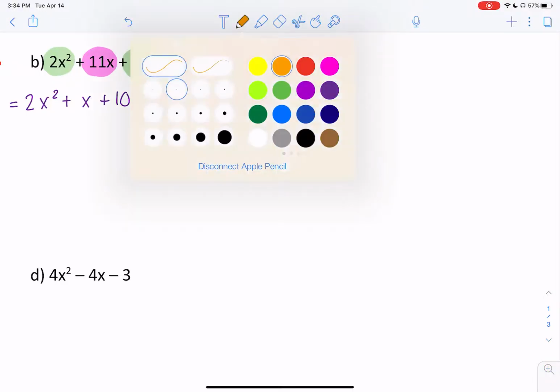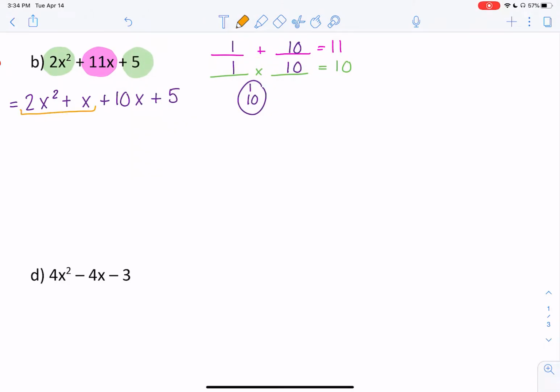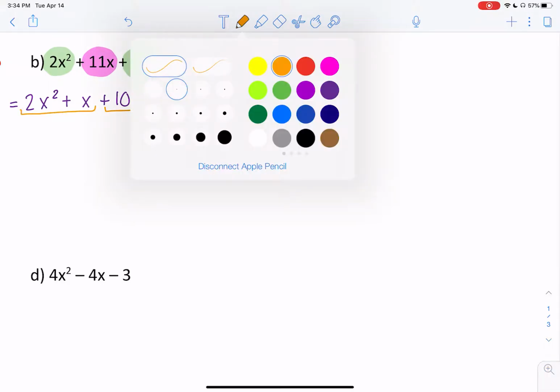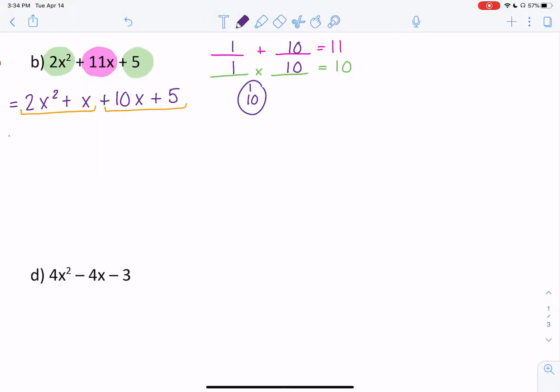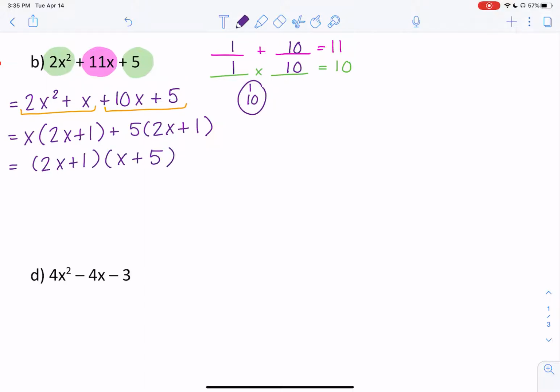So now we're going to factor by grouping again. I separate my expression into two groups, and now I'm going to common factor as much as I can out of each group. So for the first group, I can common factor an x, and for the second group, I can common factor out a 5. Now I have matching brackets, which is a really good sign. It means I've done it correctly. So we can common factor out that bracket, and we have our final answer.